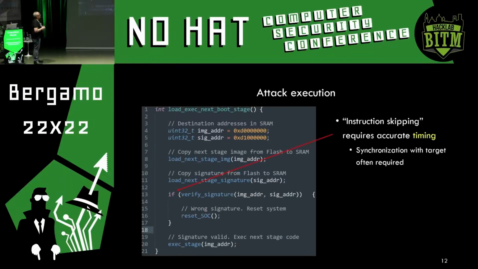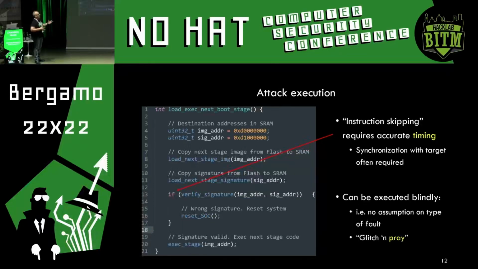So when you need to execute an attack, what do you need? You need to skip that instruction. So this requires accurate timing, really that one, or around that. This means that you need to synchronize with the target, because you need to make sure that you're hitting exactly that one.